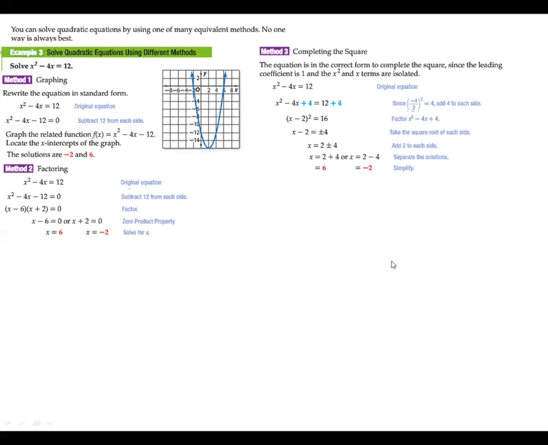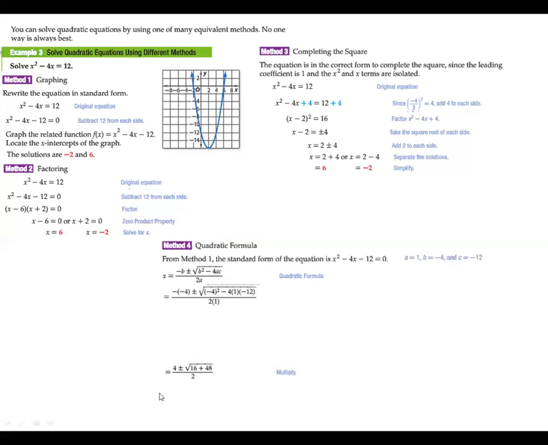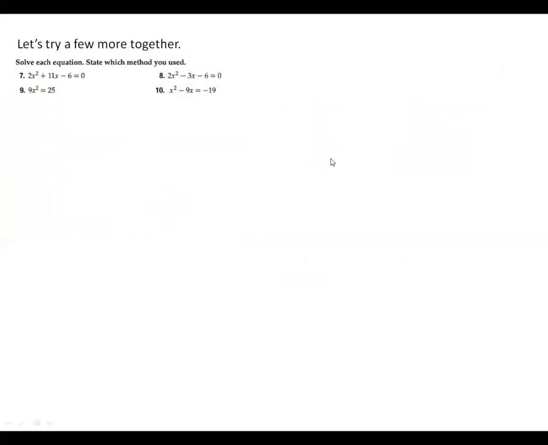If I use the quadratic formula, in this case, the a is 1, the b is -4, and the c is -12. Plug those in, and it simplifies to 4 plus or minus the square root of 16 plus 48 all over 2, or 4 plus or minus square root of 64, or 4 plus or minus 8 over 2. And if you do the minus 8, you get x equals -2, and if you do plus 8, you get x equals 6. Again, same problem, we just showed the 4 different methods that we learned.